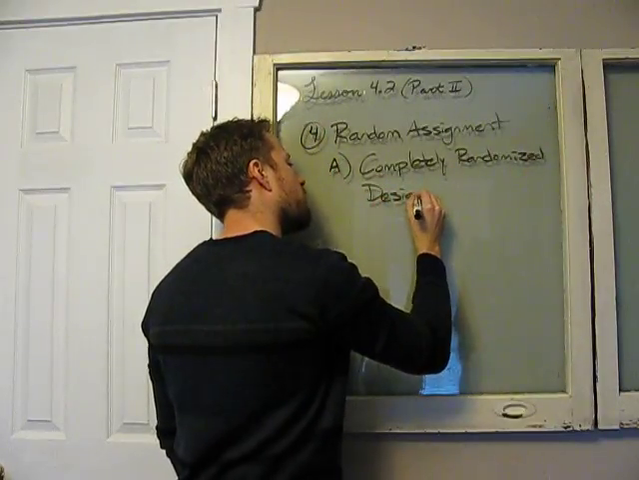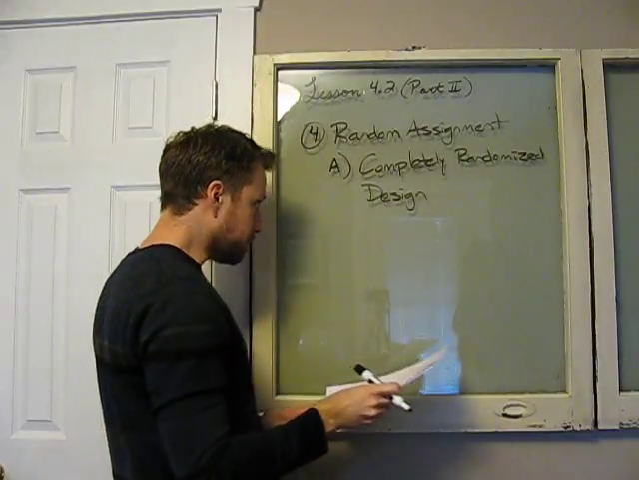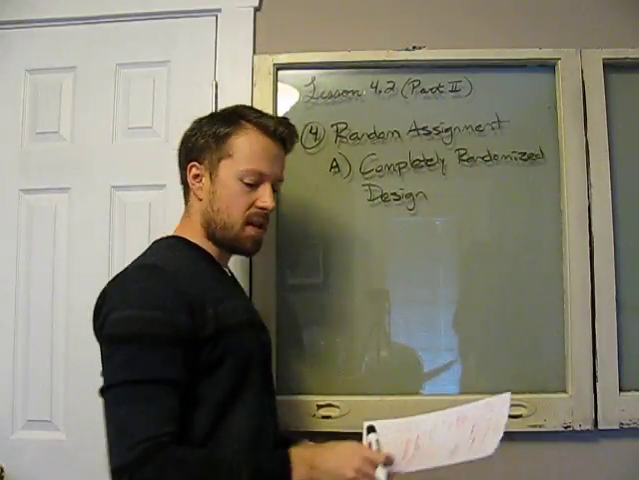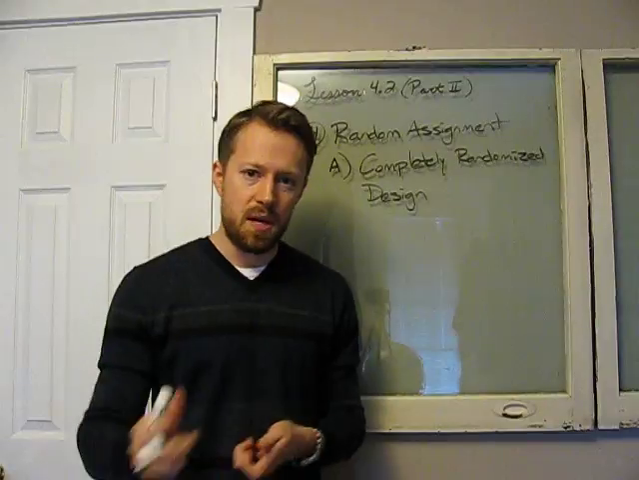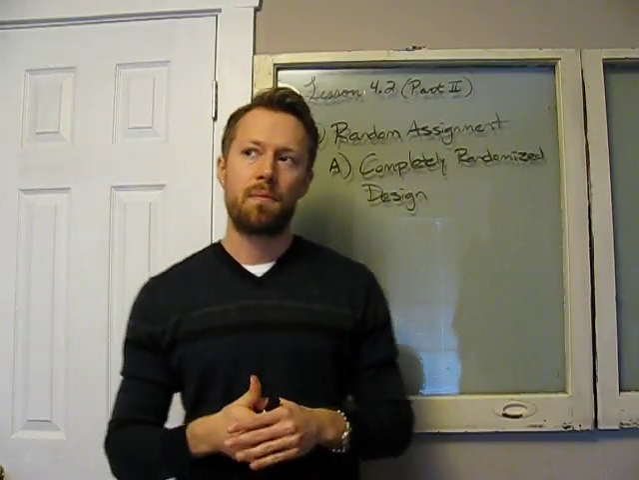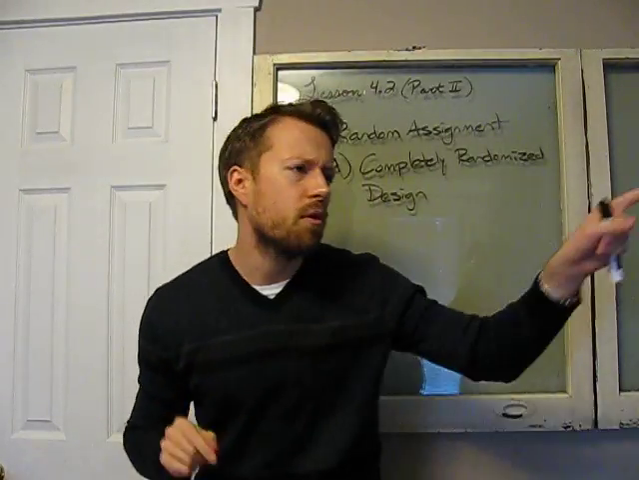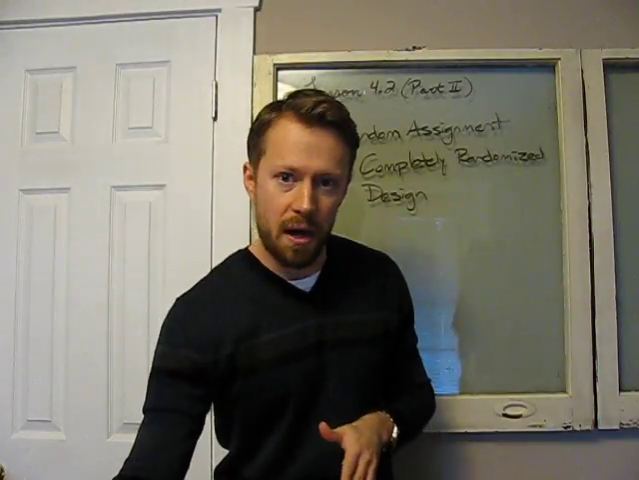You'll find more information on this on page 245 of your textbook. A completely randomized design is where you are assigning people into the groups randomly. So instead of me looking at the person and saying, you go in group 1 and you go in group number 2, here's how I could avoid bias.